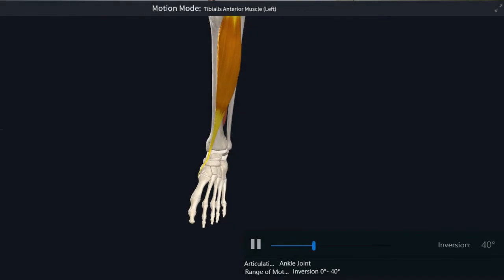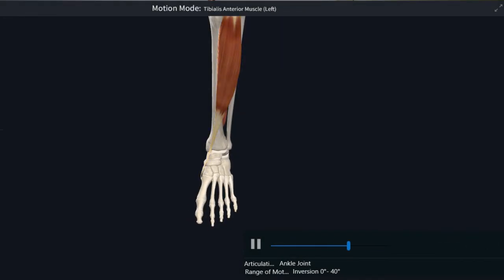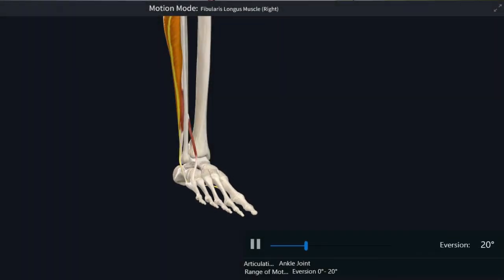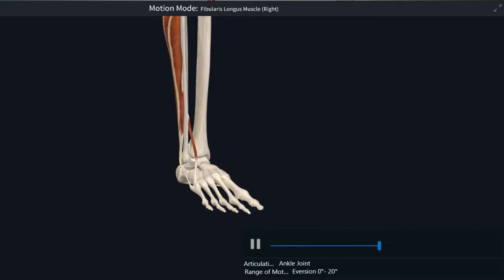How about inversion and eversion? That applies to certain joints, especially the ankle joint. Imagine this is my foot. If the plantar surface is made to face inward, that kind of movement is the inversion movement, whereas the movement that makes the plantar surface, or the sole, face outwards is the eversion movement.